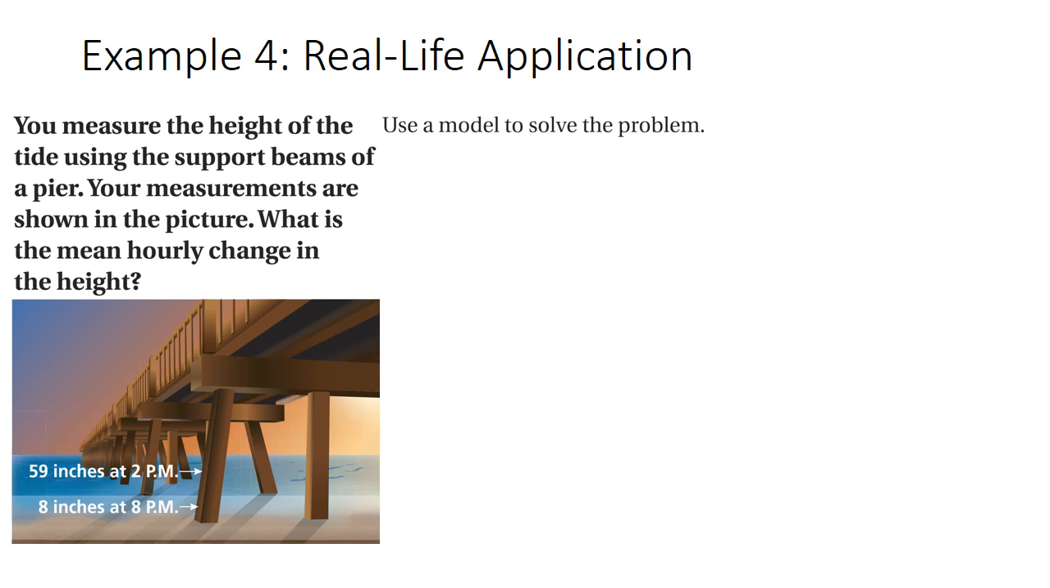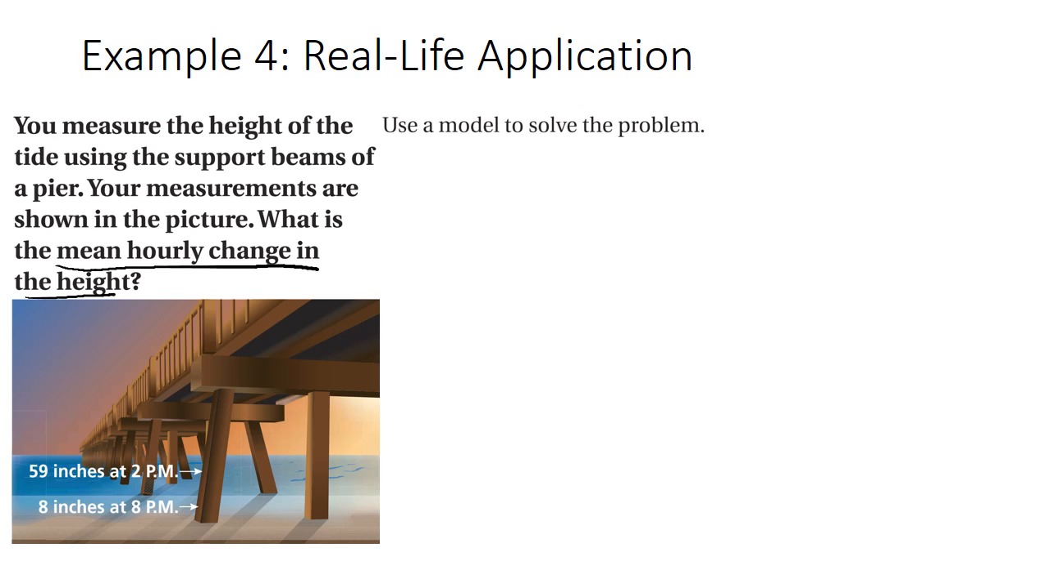So let's look at our first real-life application example here, where we're going to be using some division in order to represent a situation that could happen. So our problem says that you measure the height of the tide using the support beams of a pier. Your measurements are shown in the picture below. Okay. Now, what is the mean hourly change in the height?